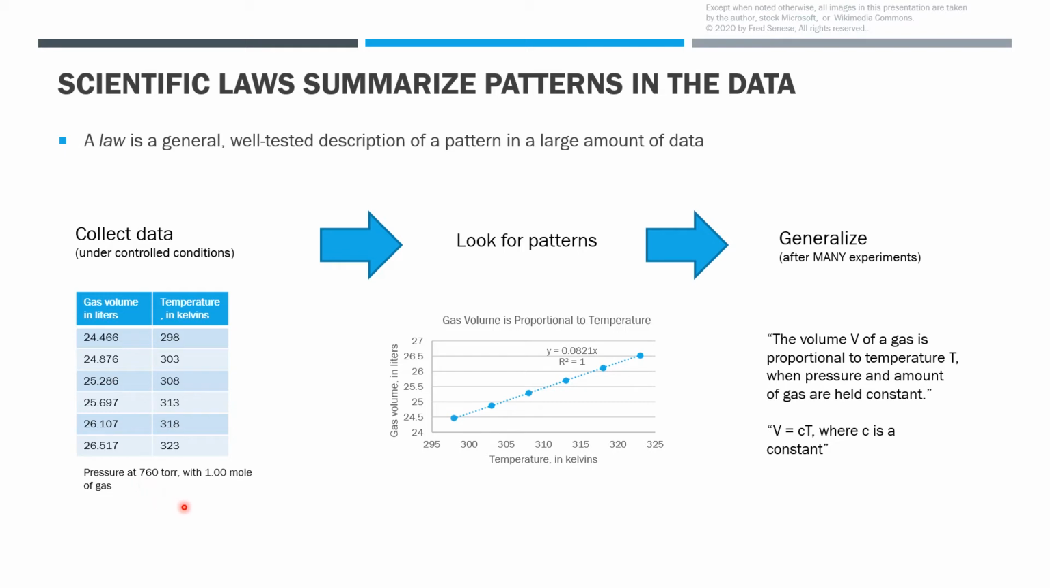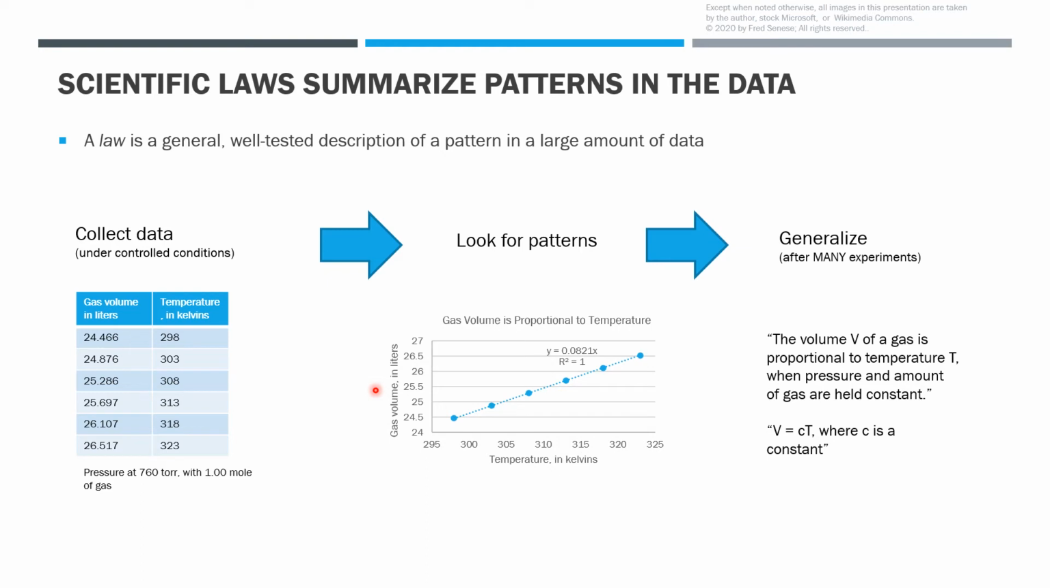Now, what we want to do is find a pattern in the data. Here's the data that we've collected. We have several different volumes in liters and several different temperatures, and we've kept the pressure and the amount of gas fixed. A good way to find a pattern in the data is to make a graph. Usually we put the variable that we have control over, temperature in this case, on the x-axis. That's the independent variable on the x-axis. The variable that changes in response, the dependent variable, goes on the y-axis. And in this case, it's the gas volume.